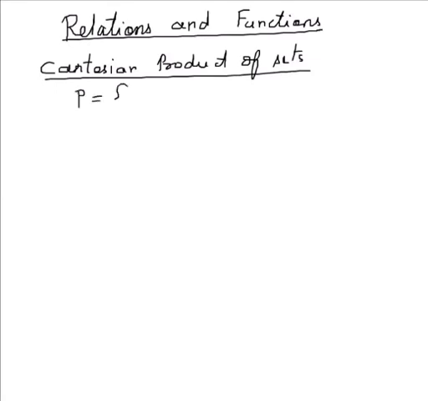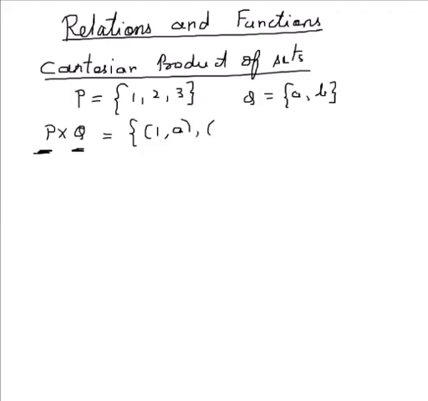For example, let us take set P as 1, 2, 3 and set Q as A, B. The Cartesian product of these two sets is denoted as P cross Q. How do we write it? We write the elements of P cross Q as ordered pairs, where the first element is taken from the first set P and the second element from the second set Q. So 1A, 1B, 2A, 2B, 3A and 3B. These are the elements of P cross Q.